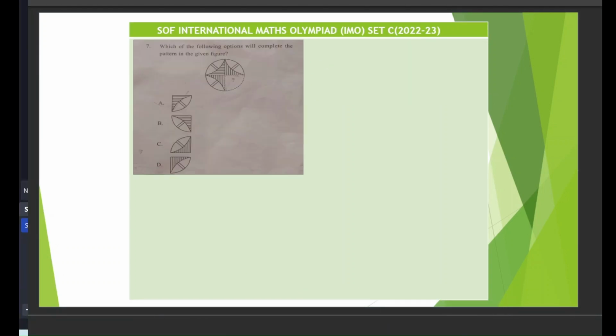Let's start with question number 7. Question number 7 says, which of the following options will complete the pattern in the given figure. Okay, so let's look at this figure here. Whatever pattern is here, this side is identical to this side. So this side will be identical to this side, means there will be 2 lines like this, and inside, if you see here, there are horizontal lines here, right? So here also we should get horizontal lines within, right?